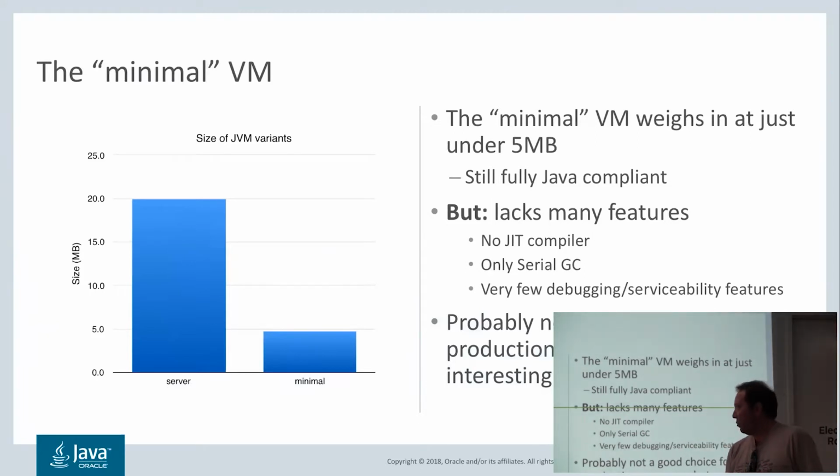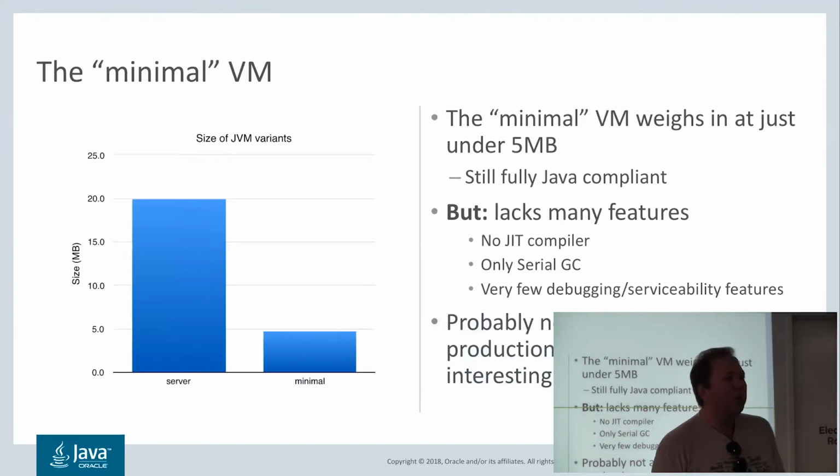Now we end up with something we call the minimal VM. We don't actually ship this. This is a data point, just maybe fun to keep in mind. So instead of having a 20 meg JVM that runs Java, we now have a 5 meg JVM that runs Java. And it runs it perfectly. You will still get, again, functionally correct executing Java, but you won't get performance.